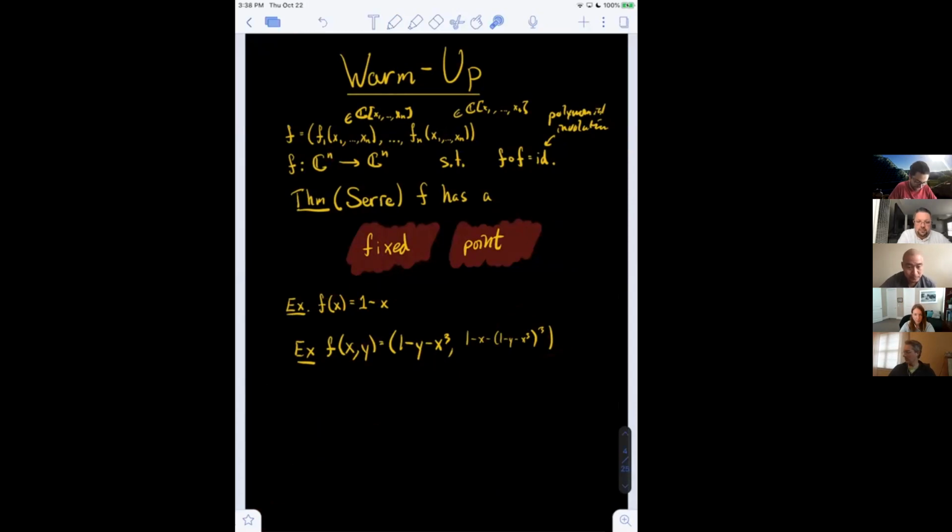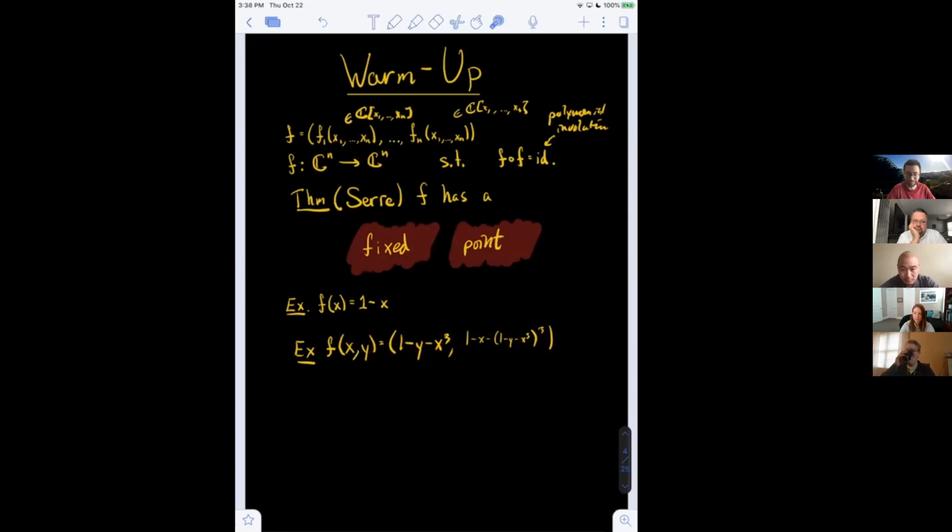If you really like doing algebra, or you have a computer algebra system available, you can check that this is a polynomial involution. I came up with it. It looks a little bit more complicated. Here, this has degree 9. If you look at it, there's a 1 minus y minus x cubed, and then you're cubing it. But nonetheless, I claim that if you plug this function back into itself, you'll get xy.